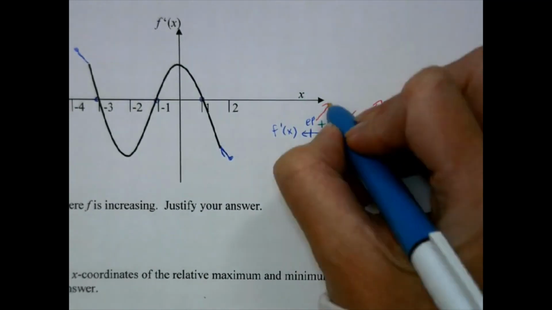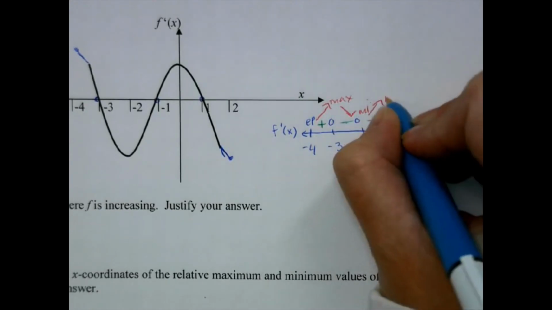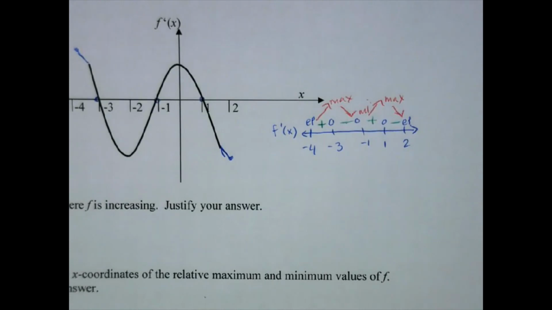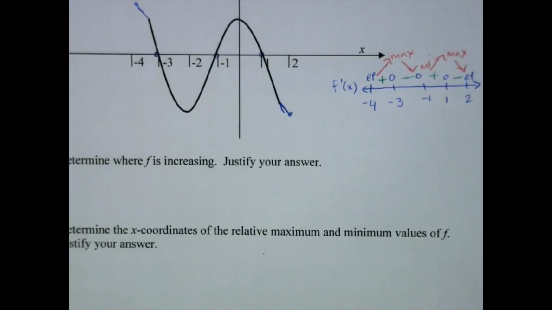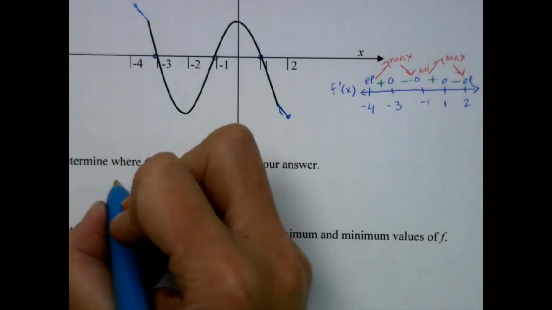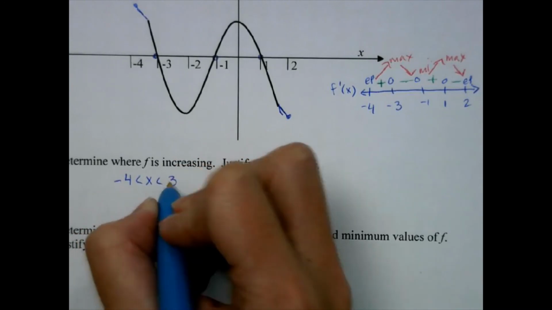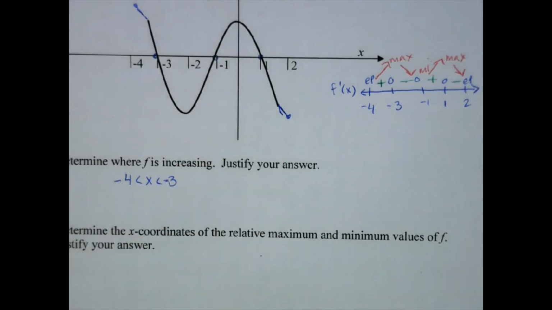So the first question says, where is the graph increasing? So it's going to be increasing from -4 to -3, and then again from -1 to 1. My justification is simply f prime of x is greater than 0.